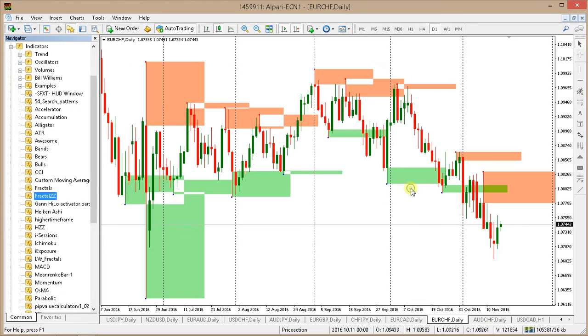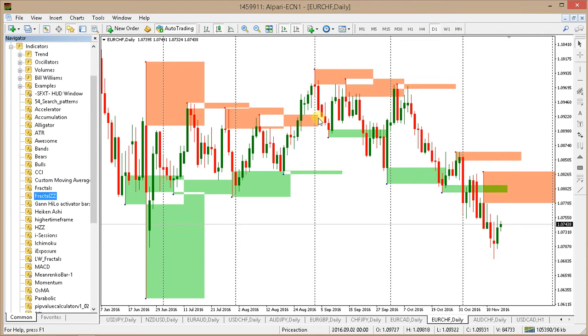Okay, let me run it. As you can see, we have green and red rectangles. Those red rectangles are of course resistance, those green rectangles are support. And you should understand, once support is broken, it then turns into a resistance. And again, once support is broken, it then turns into resistance. Look left, structural excludes, and so on. Once resistance is broken, it then turns into a support.